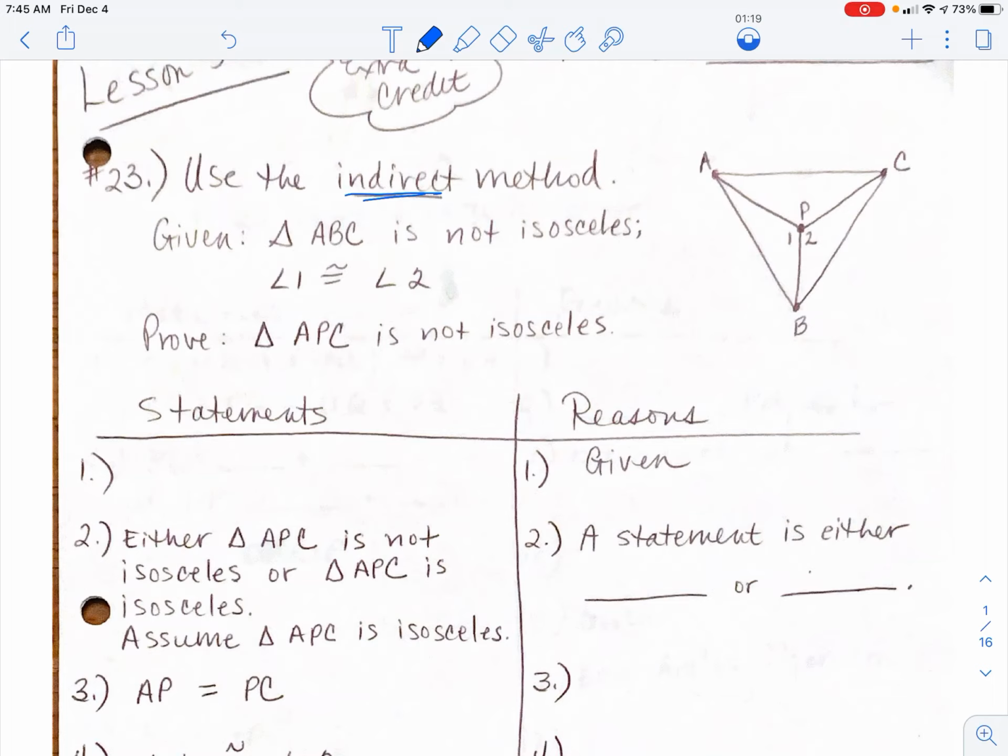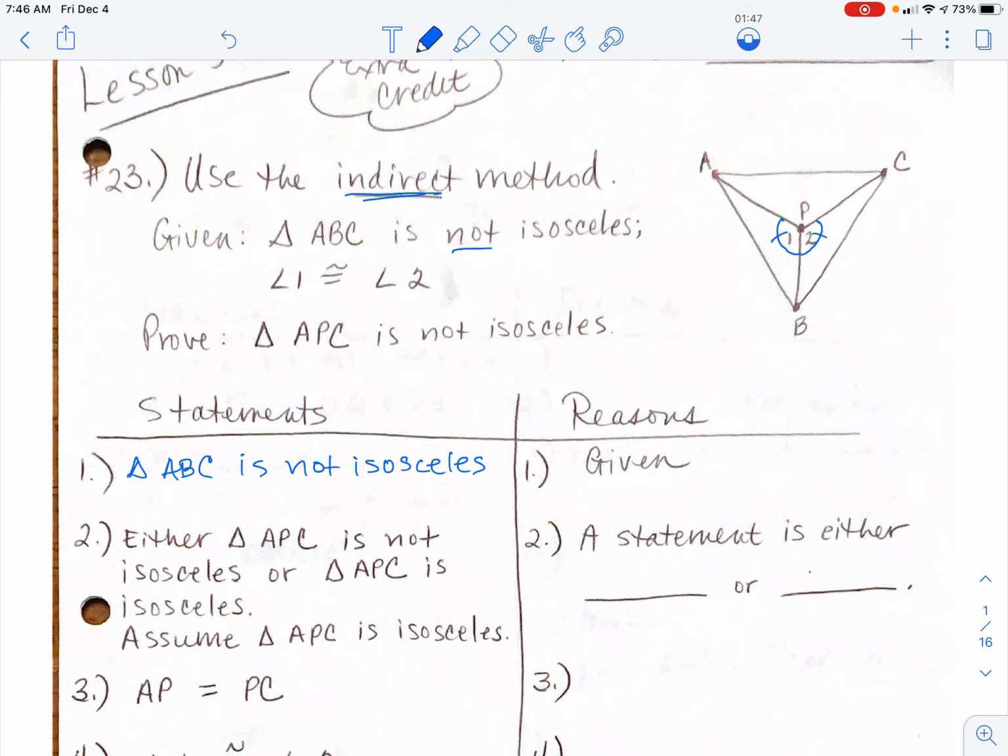So for example, in our given statement here, we're told that ABC is not an isosceles triangle. So we'll go ahead and fill that part in right here. ABC is not isosceles. So look what we're trying to prove here. We do see that angles 1 and 2 are congruent, so we can go ahead and mark those with little arcs and a tick mark. That's all we know right now.